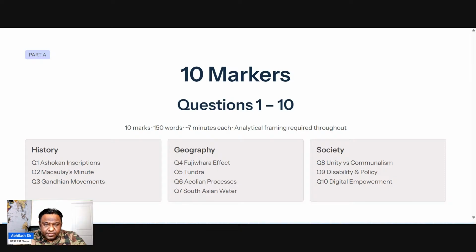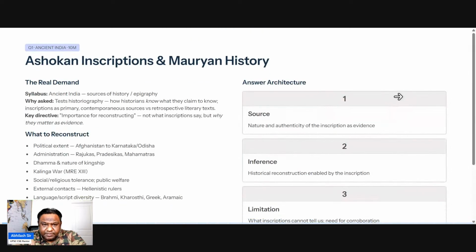पहला क्वेश्चन अशोकन इंस्क्रिप्शन पे है, second on Macaulay's minute, third on Gandhian movement, fourth, Chikora effect, fifth, tundra ecosystem पे, sixth question, alien processes, seventh question, South Asian water पे, society का question 8, unity versus communalism, society के अंदर disability and policy question 9, and digital empowerment question 10. कुछ questions आप question paper में मैंने डाला है.